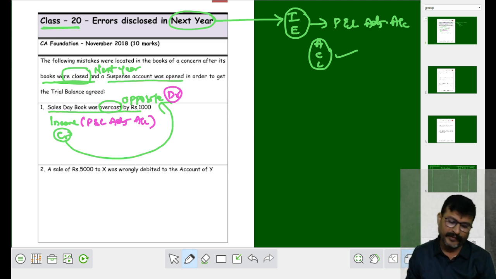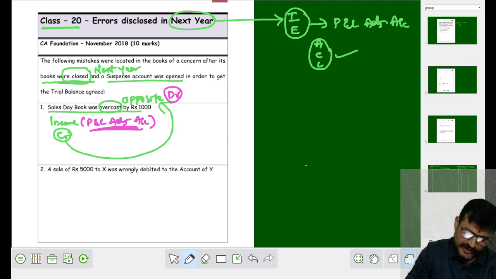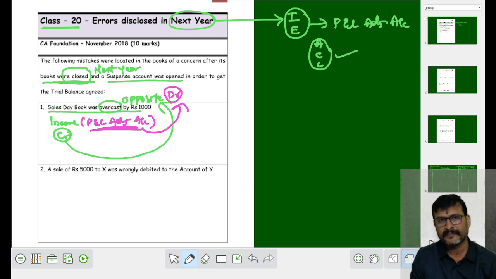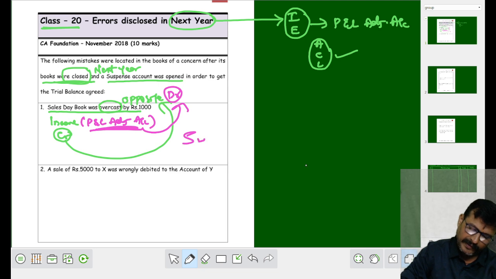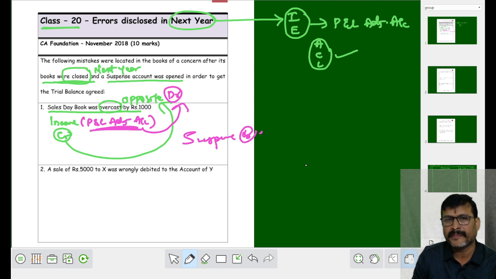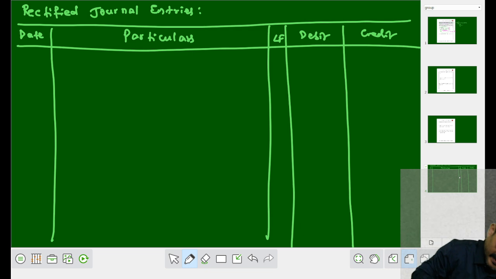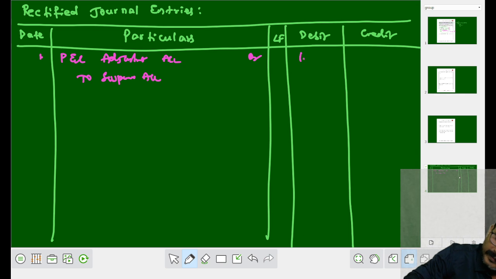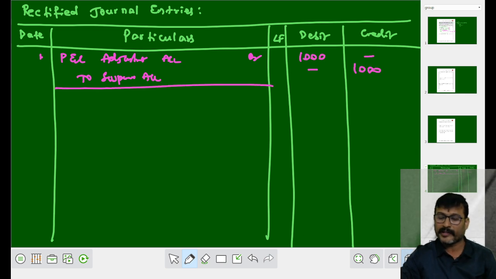Now tell me, what is your rectified entry? Profit and loss adjustment is to be debited, then suspense account is to be credited. Let us write the first entry: Profit and loss adjustment account debit to suspense account, an amount of rupees 1000. I hope you got it right. See the next one.